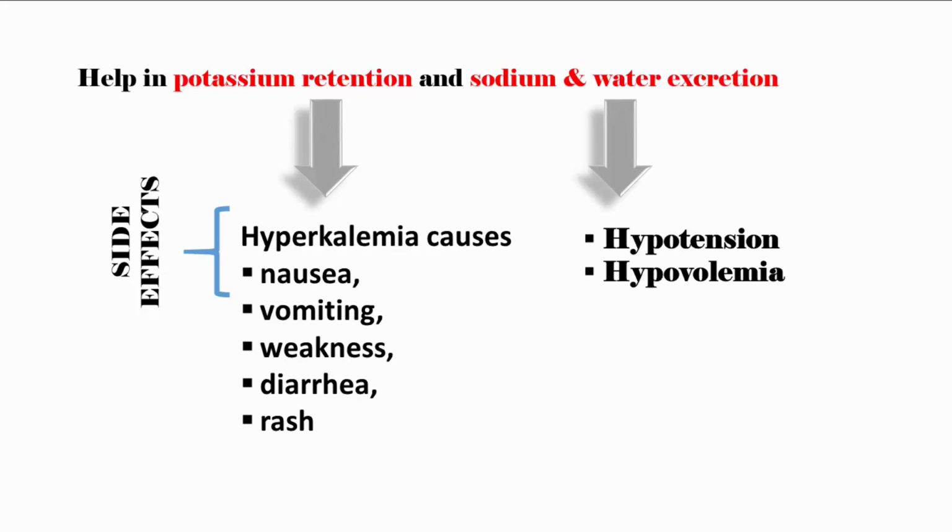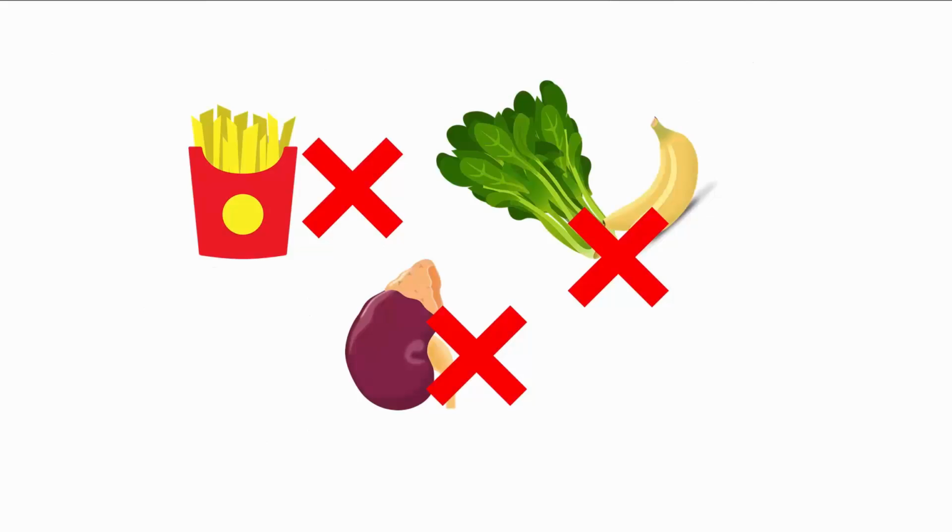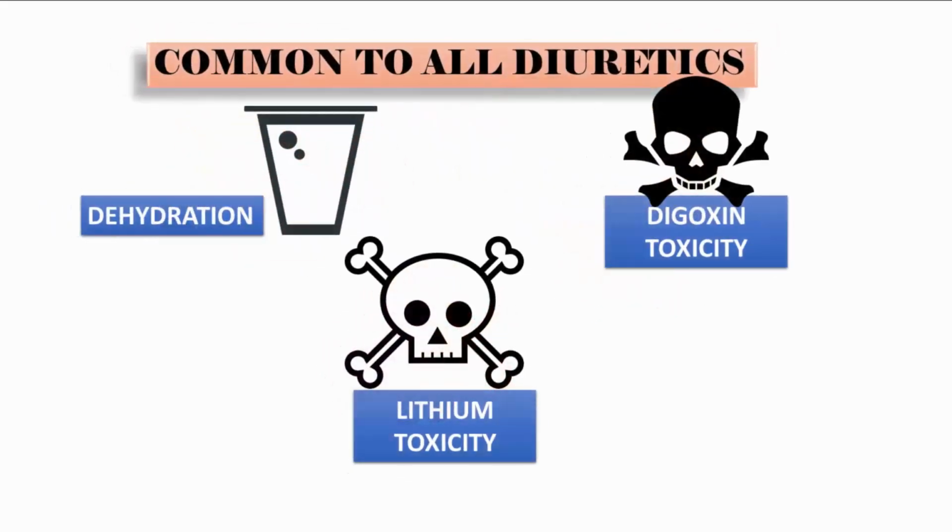So what suggestion as a nurse would you give to someone on potassium-sparing diuretics? You should tell him or her to avoid salty foods because they may contain potassium. Green leafy vegetables such as spinach and banana are better to avoid. Also, in severe kidney and hepatic conditions, the drug should be avoided. They can also cause digoxin toxicity, dehydration, and are contraindicated in patients undergoing lithium therapy.